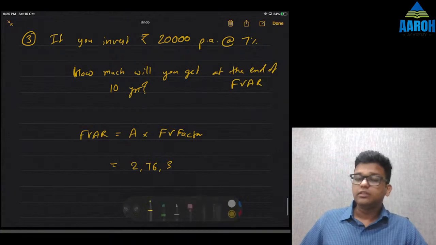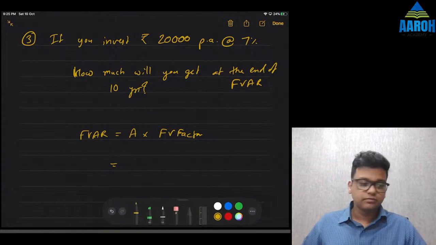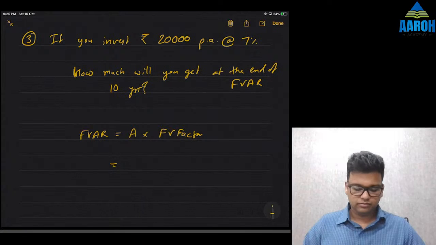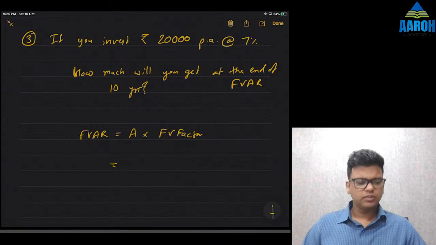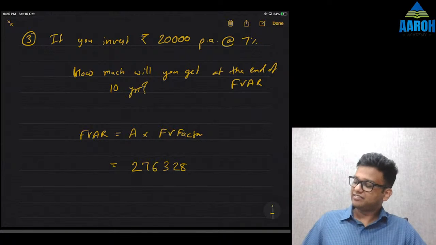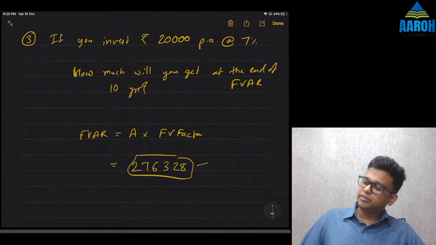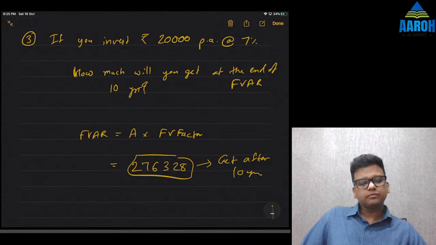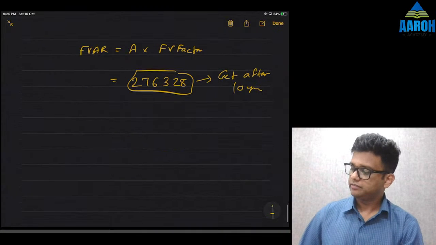Sorry, I think I multiplied wrongly. No, that is correct, 2,76,328. That is correct. 2,76,328 is the correct answer for future value. That means this much we will get after 10 years. Let me know if you have understood up to this point.